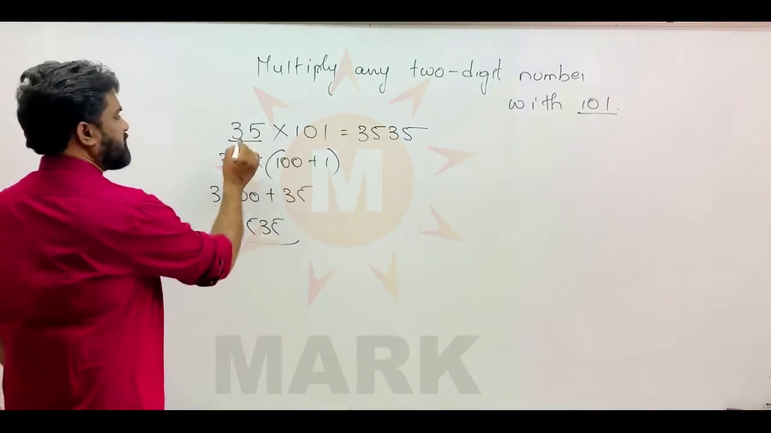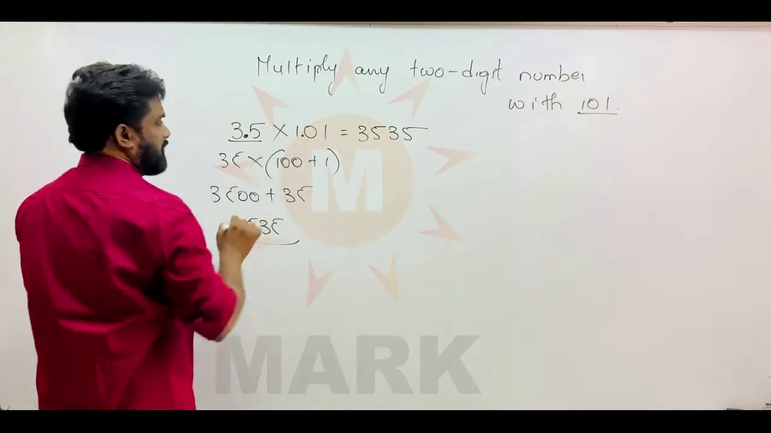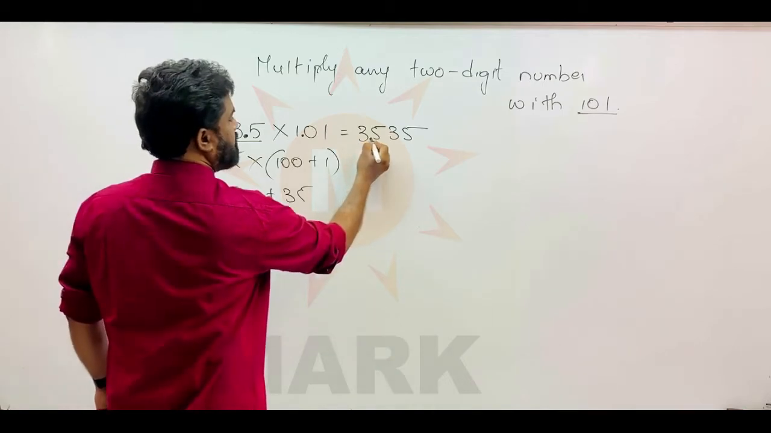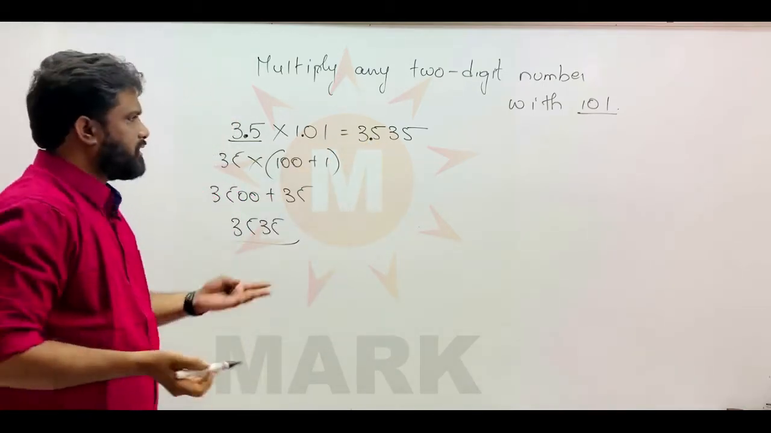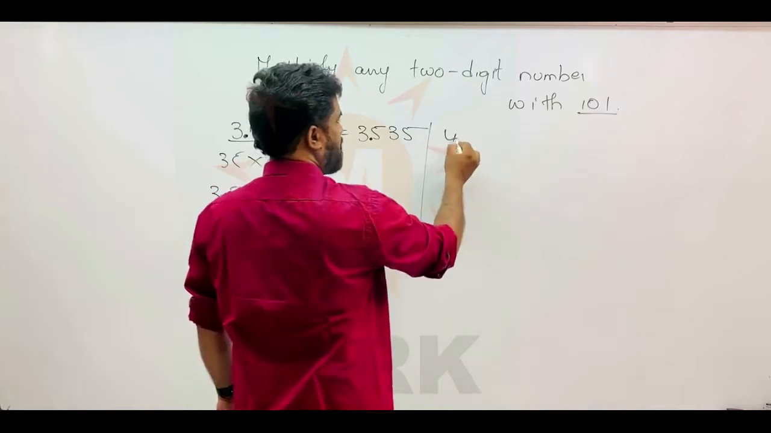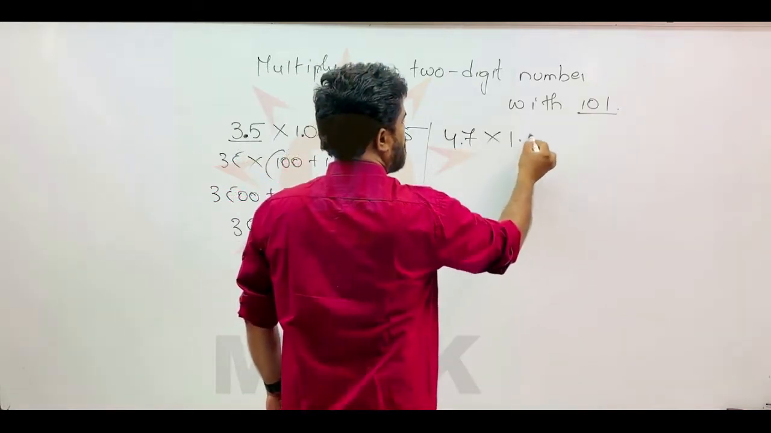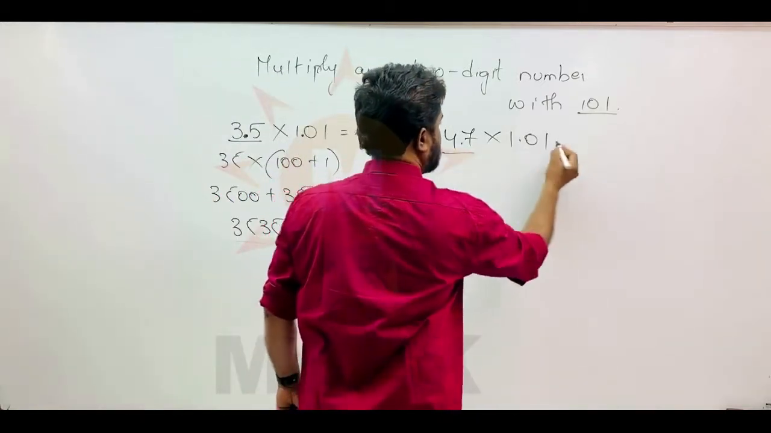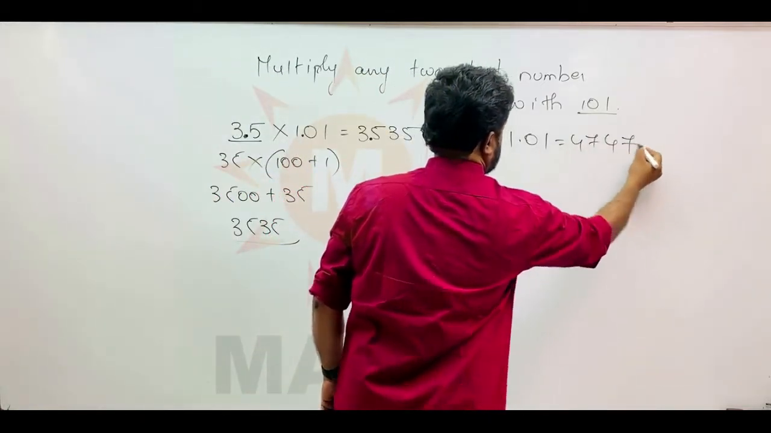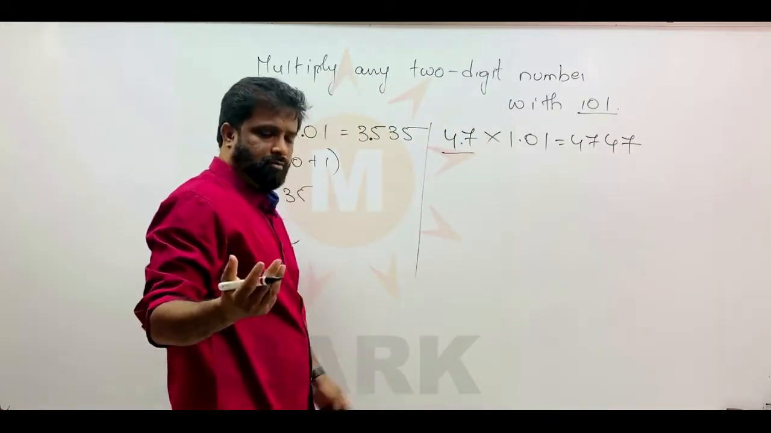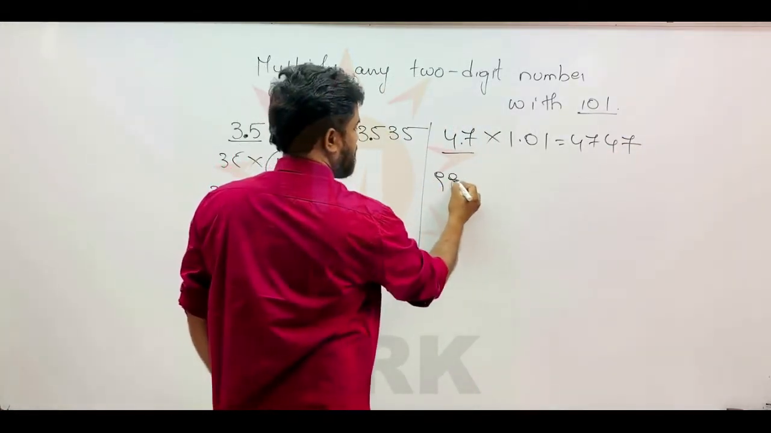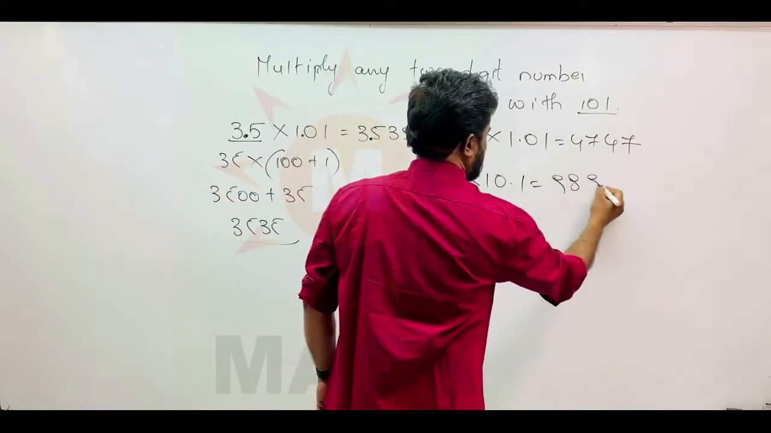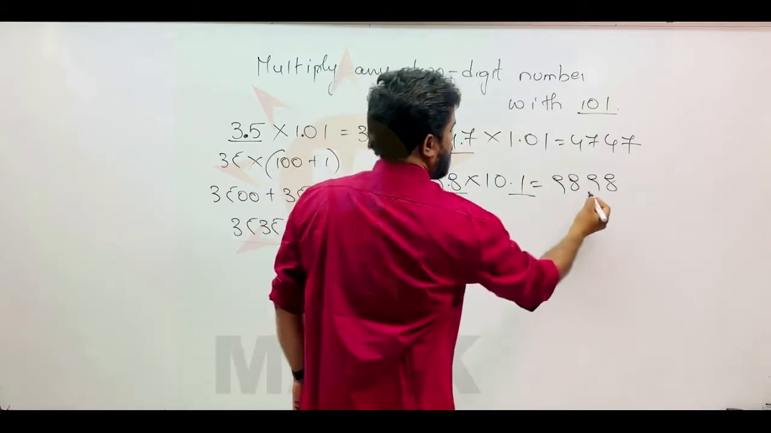Suppose decimals are there, like 3.5 into 1.01. Like this only they will come in the exams. 3.5 into 1.01, obviously the point should be placed, so the answer is 3.535. The same thing goes for any two digits. Suppose somebody asks what is 4.7 into 1.01. That is nothing but 47 into 101, so 47 will come two times. Suppose I get a problem like 9.8 into 10.1, you should write it as 98 98 and then place the point accordingly.